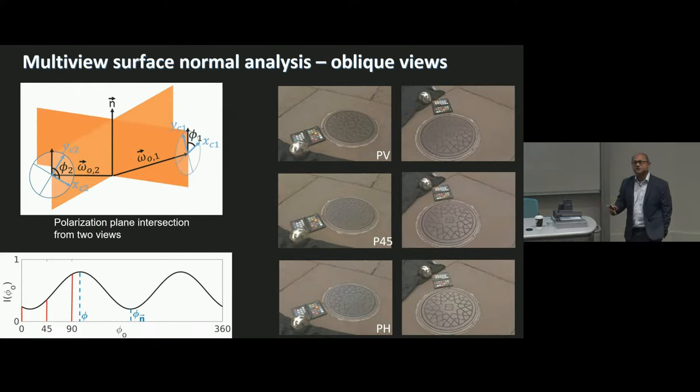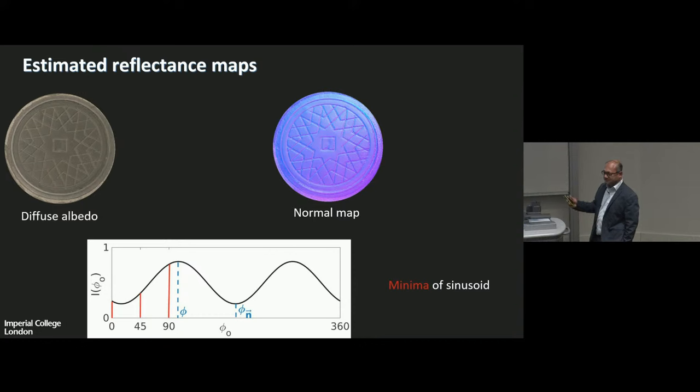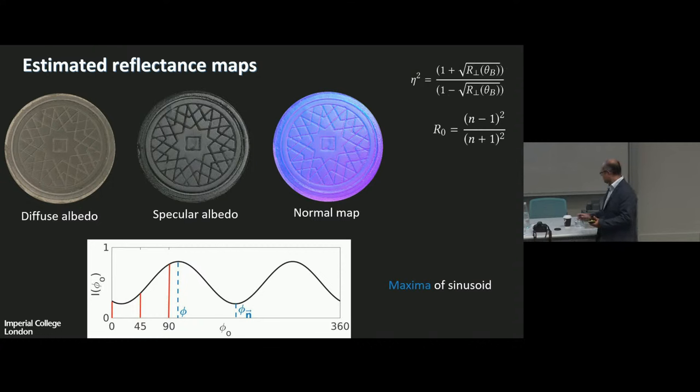We need to do this from two different viewpoints because then that uniquely determines the surface normal of the surface point. Once we've done this, the minima gives us both the diffuse reflectance, so the absence of shine, and the surface normal. And then the maxima gives us all the information we need about the shine, which is the specular reflectance.